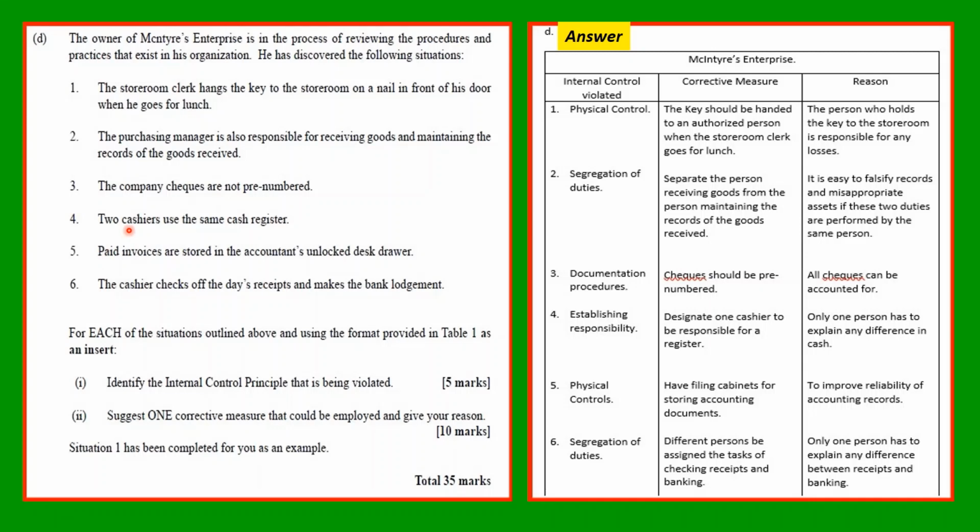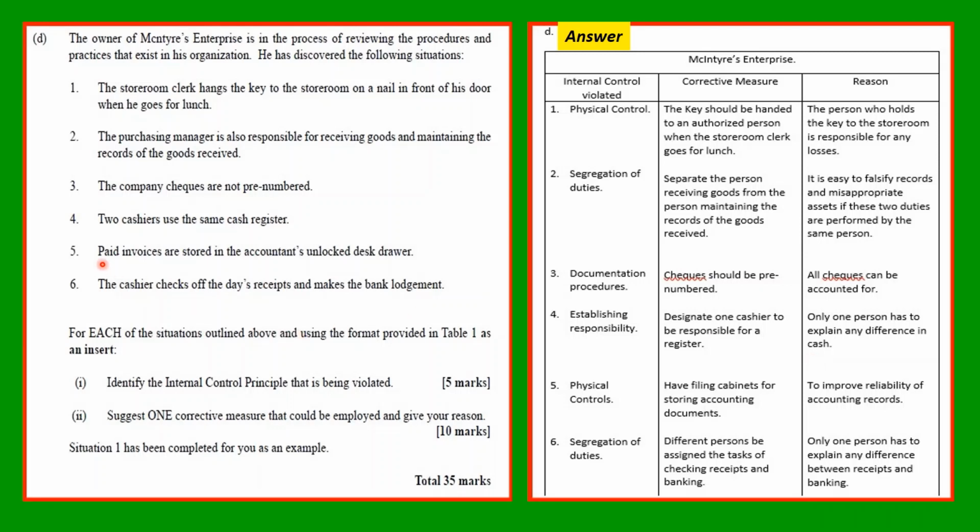Two cashiers use the same cash register. Establishment of responsibility. That is the control that is violated. We should designate one cashier to be responsible for a cash register. Only one person has to explain any difference in cash. That's the reason.